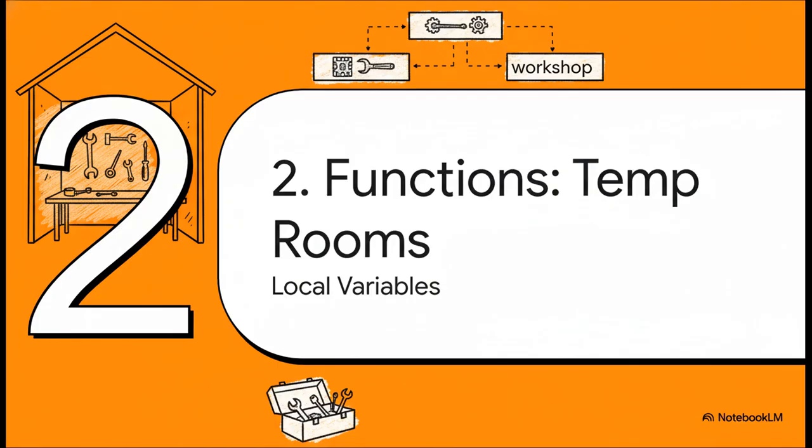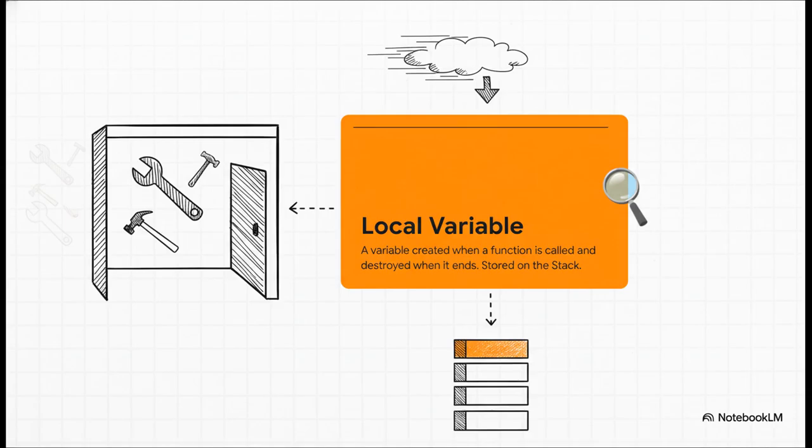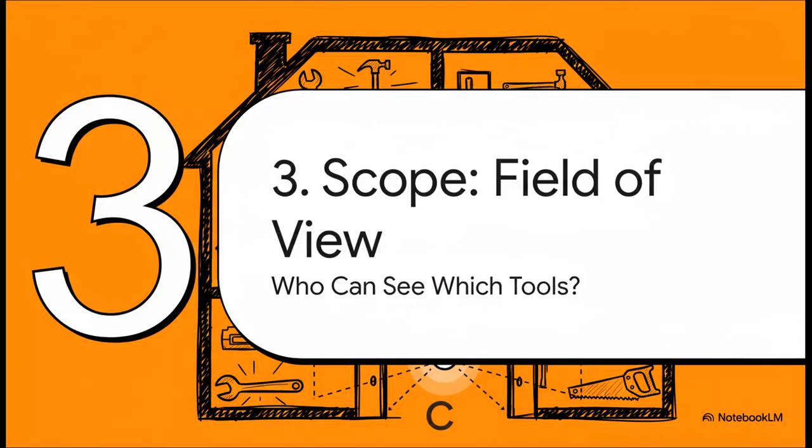So let's step into one of these rooms. When your code calls a function, it's like walking into a workshop to do one specific task. And for that task, you bring in a specific set of tools. These tools, we call them local variables. They're temporary. They only exist while you're inside that function's room. The second that function is done and you walk out, poof, the tools are gone. That's because they're stored in a temporary memory area called the stack, which gets wiped clean after the job is finished.